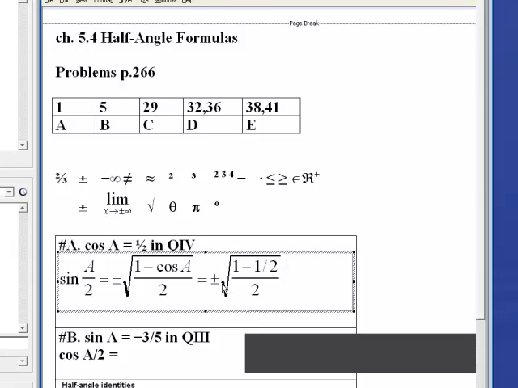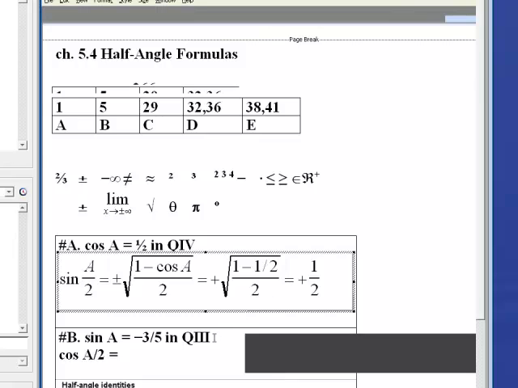But what are we going to choose, plus or minus? Well, originally the angle is in quadrant 4, which means that the half angle A over 2 needs to be in quadrant 2. I discussed that in the lecture. The angle is between 270 and 360 degrees, so the half angle needs to be between 135 and 180 degrees, which is quadrant 2. So the sine here will turn out to be positive. And then we have 1/2 divided by 2 is a quarter, take the square root of that, and we come up with a nice 1/2, positive 1/2. There we go.